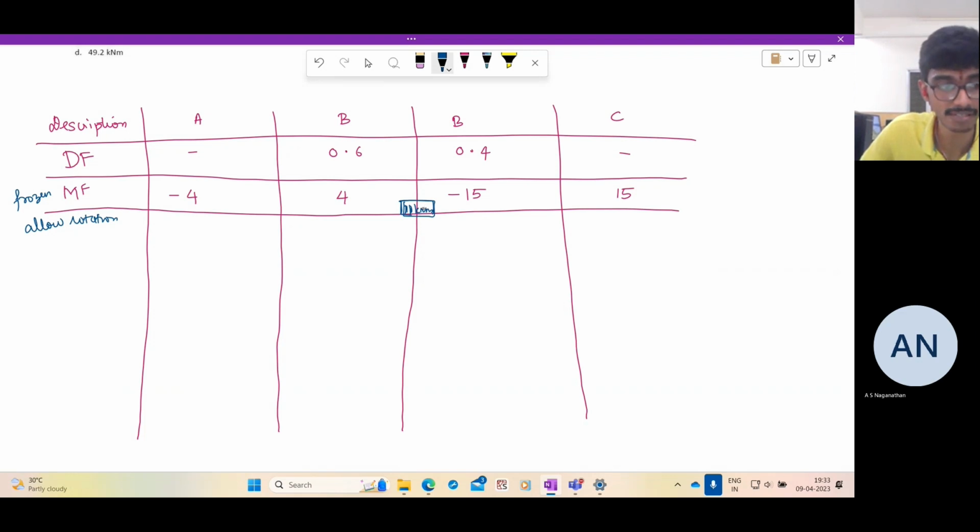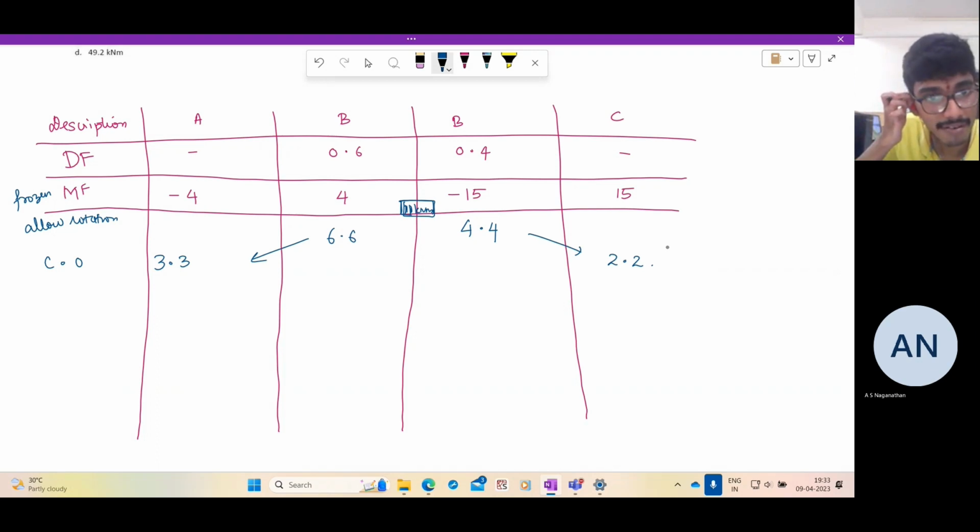So in what fraction should we distribute? 0.6 and 0.4. So 0.6 of 11 is 6.6. 0.4 is 4.4. Now, once you allow rotation, since the beam is trailing, it will transmit half of the moment to the fixed end. So do the carryover operation. From 6.6, you get 3.3 here. And from 4.4, you get 2.2 here.